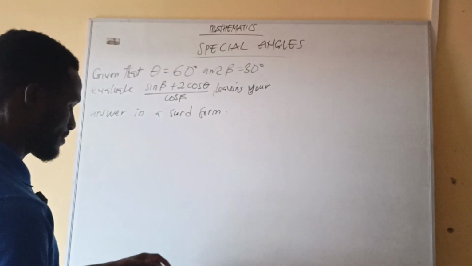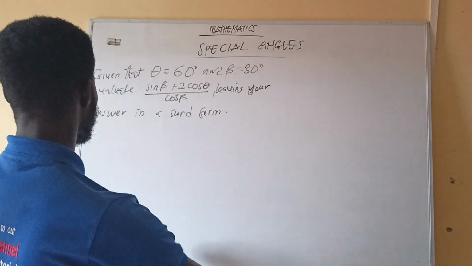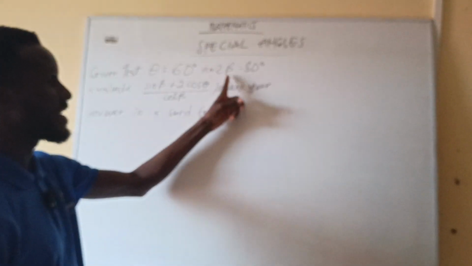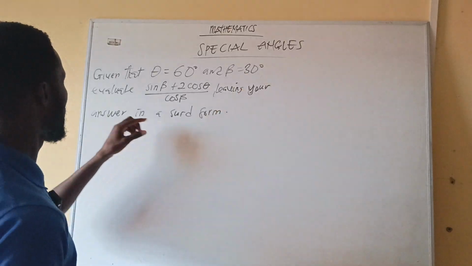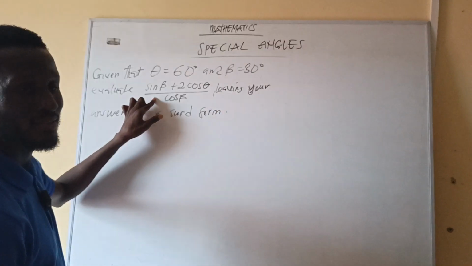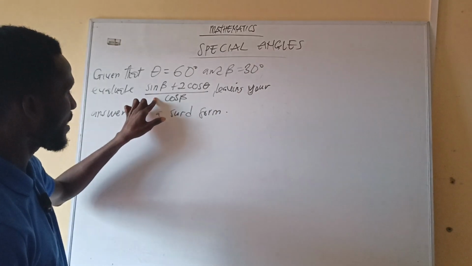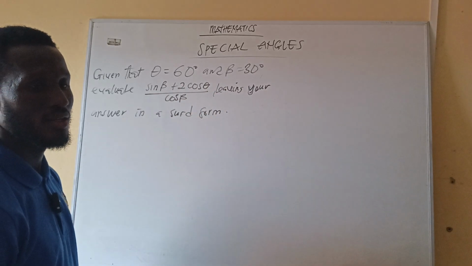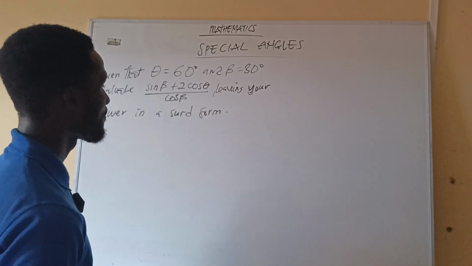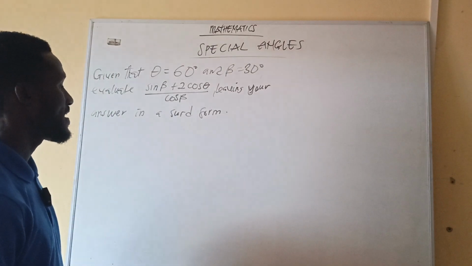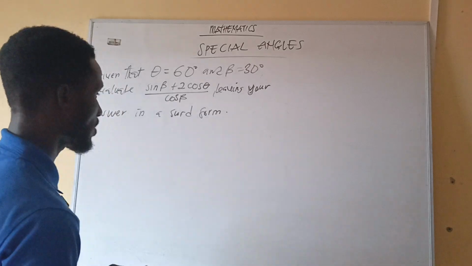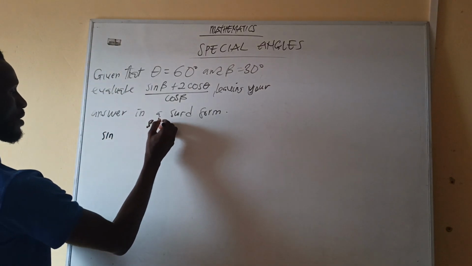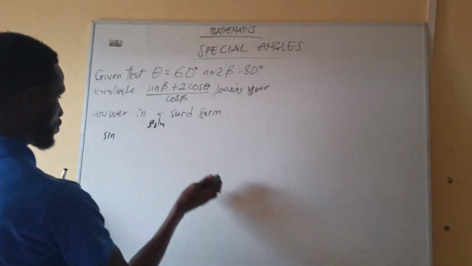Given that theta is equal to 60 degrees and beta is equal to 30 degrees, we are to evaluate sine beta plus 2 cos theta divided by cos beta. We have to leave our answer in surd form. So I'm going to go straight to the answer.